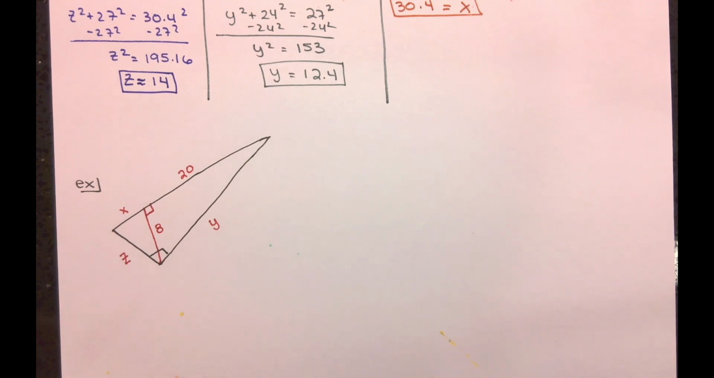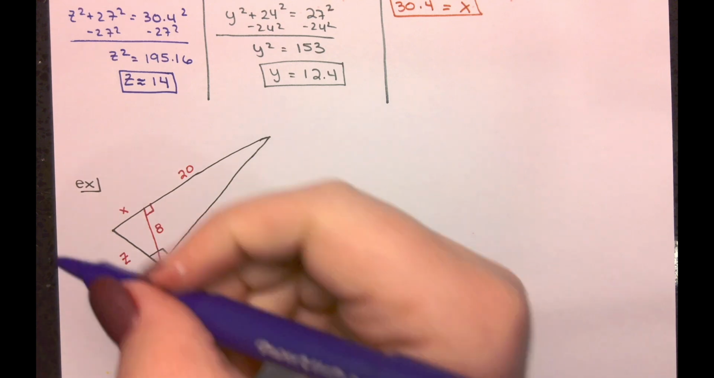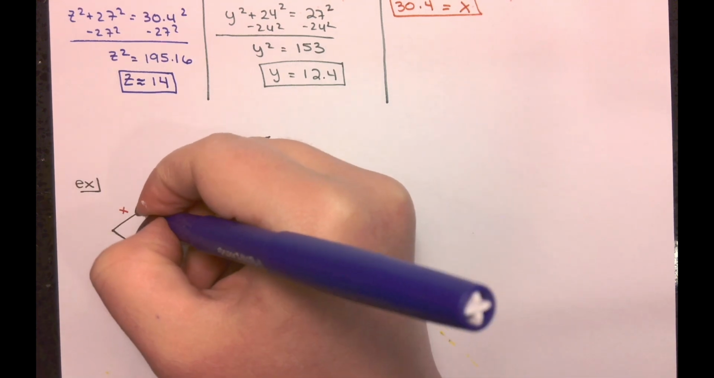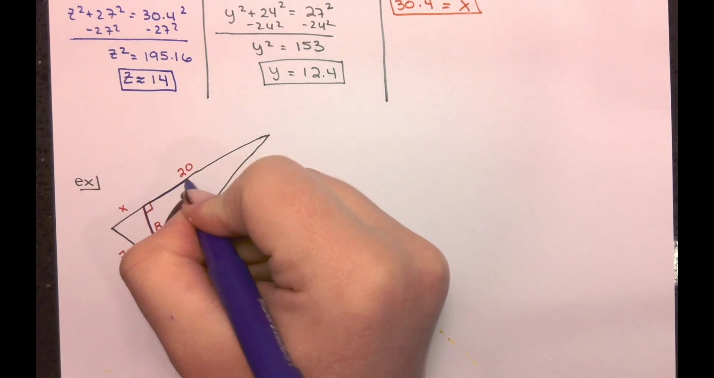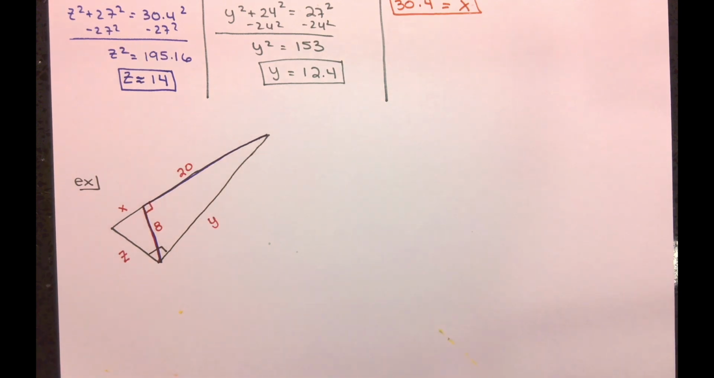All right, what do we have? What do we need? Okay, I see that I have an altitude here, which is 8. I also see that I have a chunk of my hypotenuse. And I'm trying to think of what we can do. So we can use the altitude theorem here.